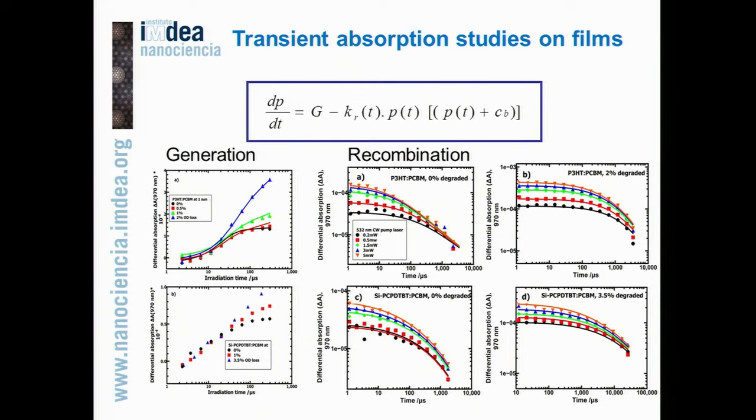We fit all our experimental results with the continuity model, where G is for the generation part, and Kr is for the recombination coefficient. This is our polaron carrier density, and Cb, we introduced this term. This is for the background carrier density. We have to take care of that.